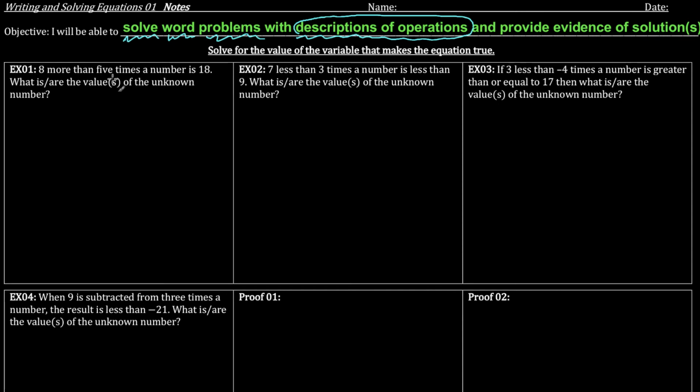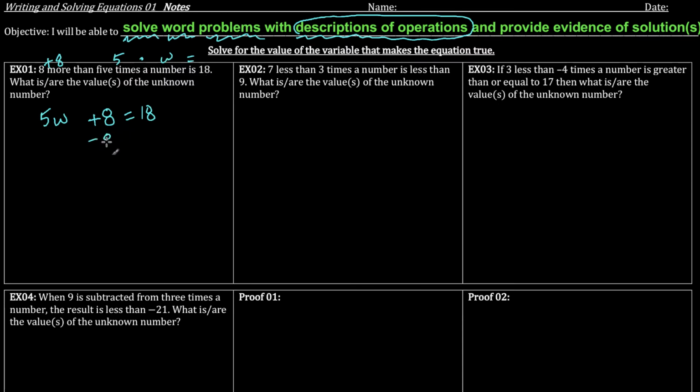8 more than 5 times a number. If we want 8 more than something, then we add 8. 8 more means we actually go back before this. So 8 more than 5 times a number, 5 times, I don't know, a number, is 18. So be very careful with this, because the language is what's going to get you here. 8 more than 5 times a number is 18.